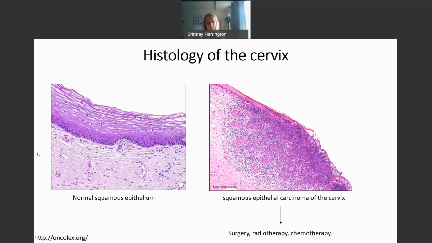So a patient diagnosed with squamous epithelial carcinoma or squamous cell carcinoma, SCC, you might see that abbreviation, will go on to have surgery to remove the main lesion and possibly involved lymph nodes as well, but they'll also receive a combination of radiotherapy and chemotherapy.